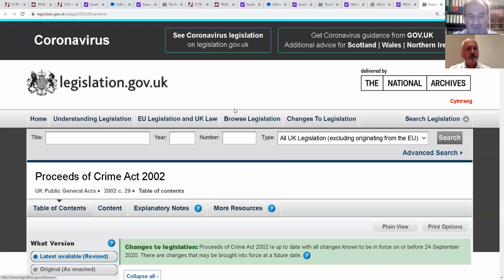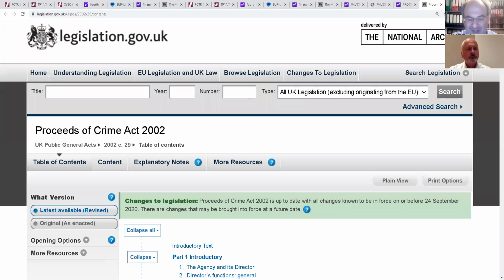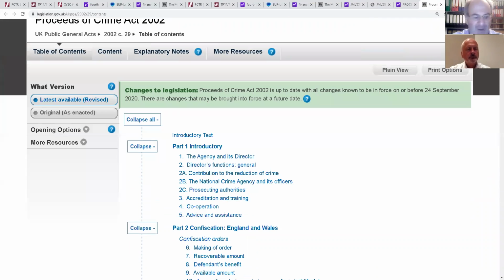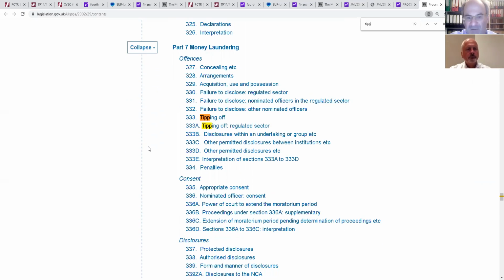So let's have a look at the Proceeds of Crime Act. You'll be familiar now with this sort of front page, because it's the same sort of page that we found with the statutory instruments. A quick way to speed this up might be to look for a crime that we know is involved, and I'll look for tipping off, which is telling somebody you've reported them to the National Crime Agency and is a criminal offence. So we have a part 7, which is devoted to money laundering, and we can look through it.